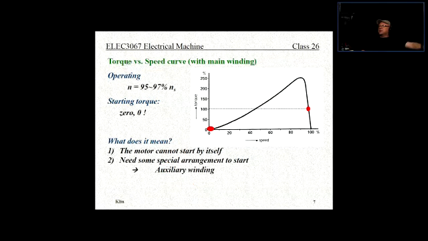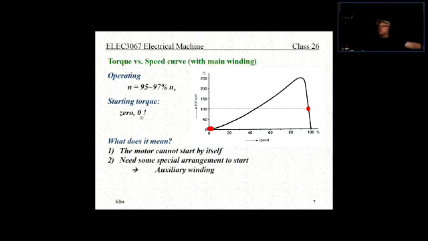Now, here's the starting thing. This slide is basically what I just explained to you about 5 minutes ago. Torque versus speed, here's a curve. Torque versus speed curve, all right? Same as the induction motor that we talked about. Operating, the rotational speed would be about 95 to 97% of the synchronous speed. So that's pretty good, I would say.